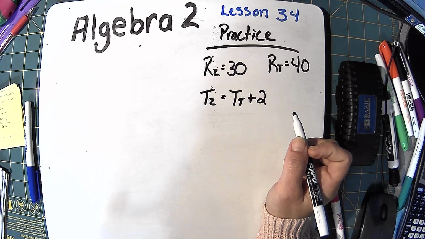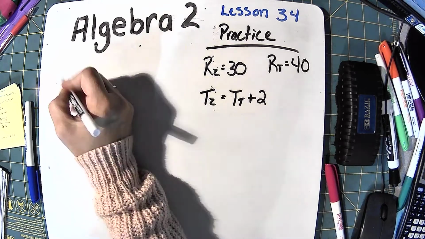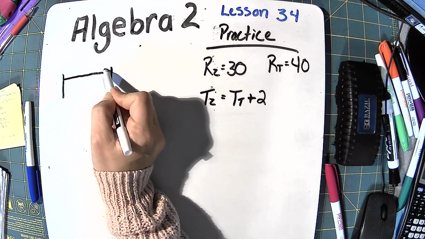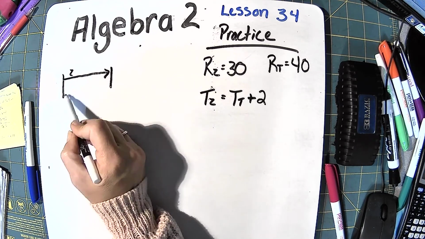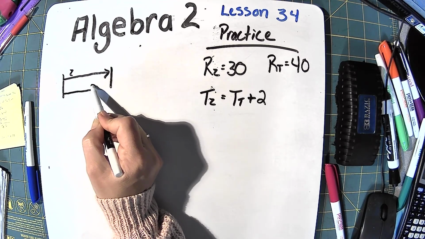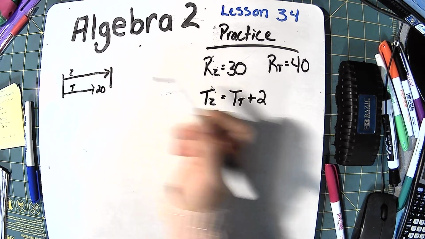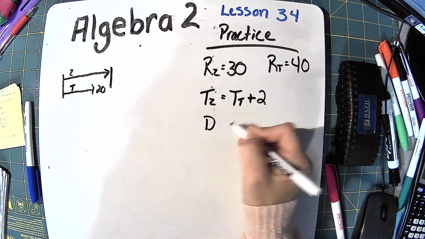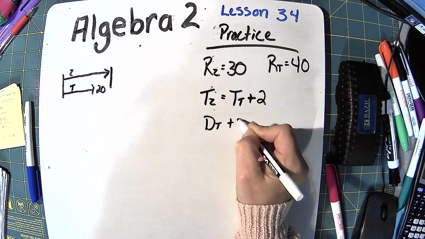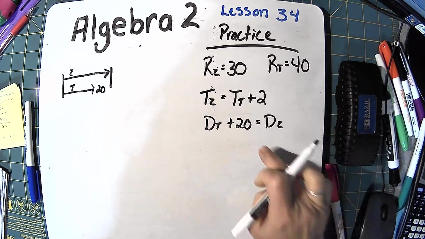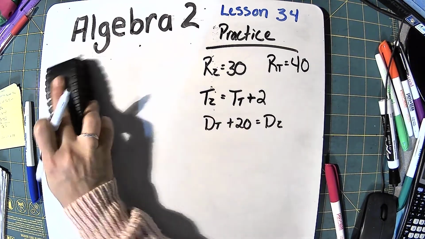What time was it when Tricia got within 20 kilometers of Zane? So if we draw this, we're going to say Zane started. Here's Zane. And then here is Tricia. She didn't get all the way to him. She stopped right here. There's 20 kilometers in between. So the distance of Tricia plus 20 equals the distance of Zane. And that's our key equation right there. We're going to use that to write our other equation.